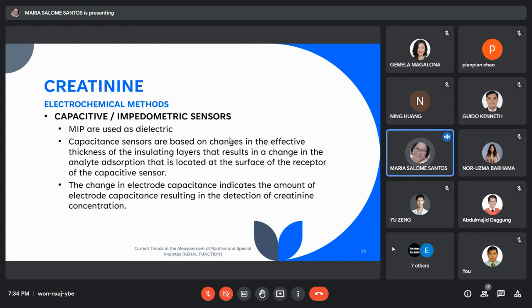Lastly is the capacitive or impedometric sensors that uses MIP or molecular imprints as dielectric. The capacitance sensors are based on changes in the effective thickness of the insulating layers that results in a change in the analyte adsorption that is located at the surface of the receptor of the capacitive sensor. So the change in electrode capacitance indicates the amount of electrode capacitance resulting in the detection of creatinine concentration.